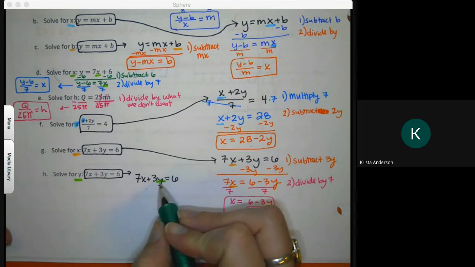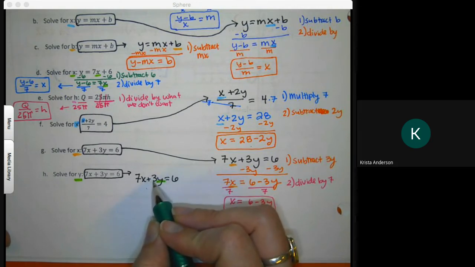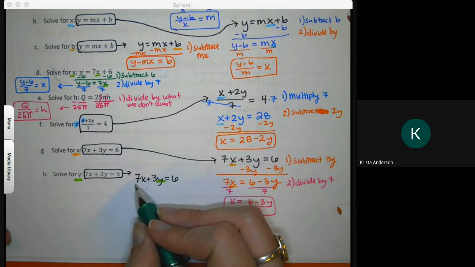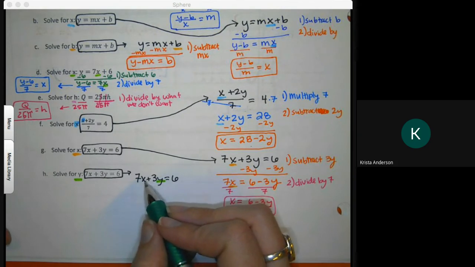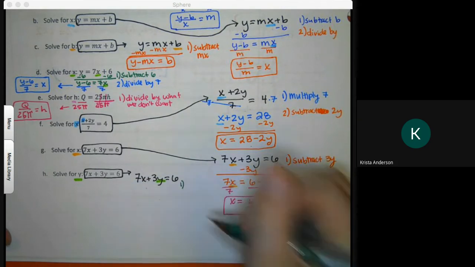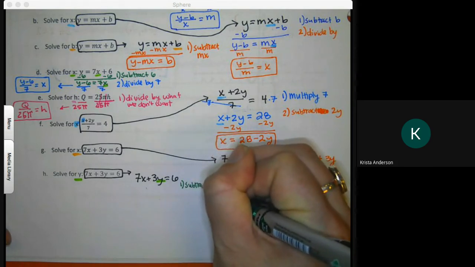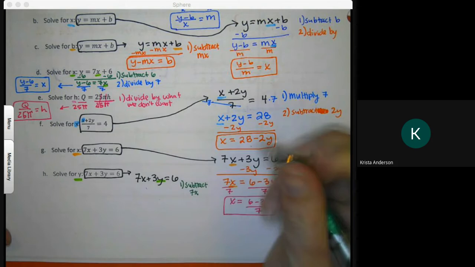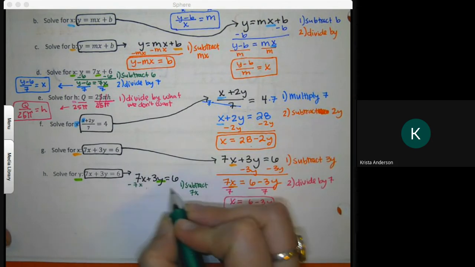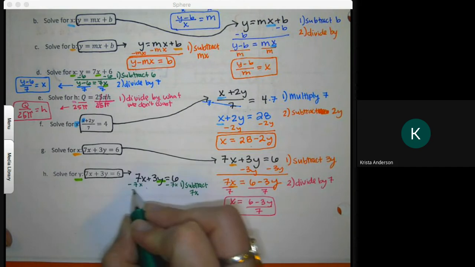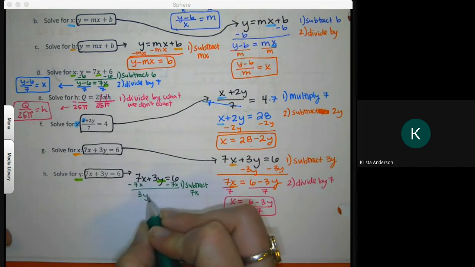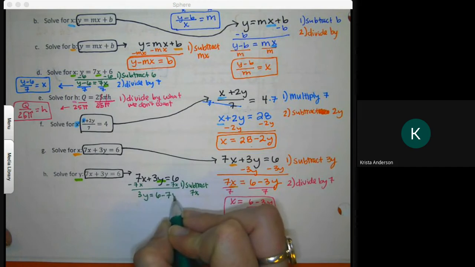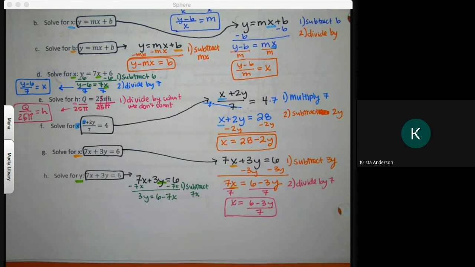All right, my Y is being multiplied by 3, and it has a positive 7X on it. First, I want to move the 7X. When I move the 7X, it'll become a negative. It's the opposite sign. How many of you were able to get that step? Yeah? Oh, good job. Now the last one.